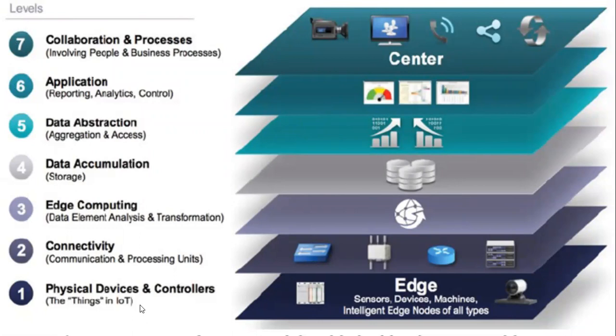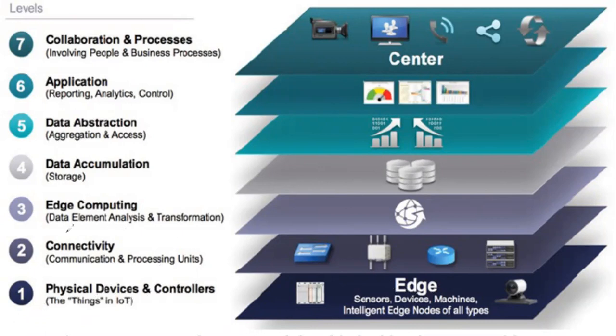The bottom layer, as usual, is physical devices and controllers. What are these things exactly? They are the things in IoT, nothing but the devices exposed to the physical world. We call them things: sensors, devices, machines, intelligent edge nodes of all types. These types of devices are handled by the physical devices and controllers layer. Then, since we have devices, we should provide some connectivity, right?